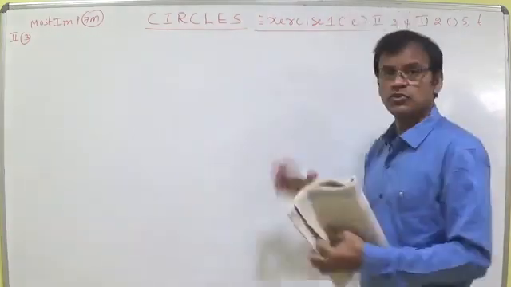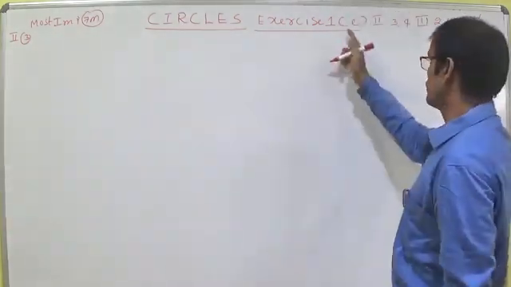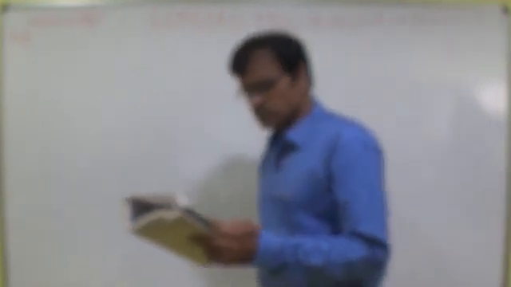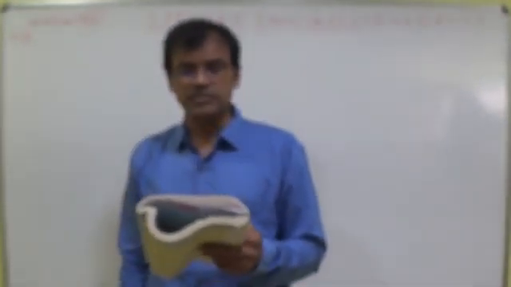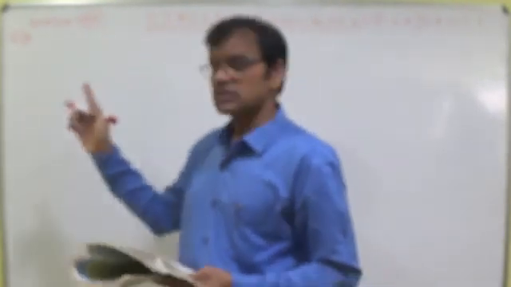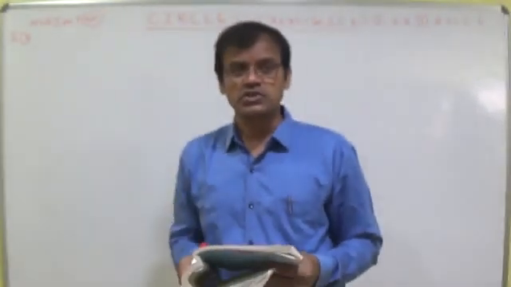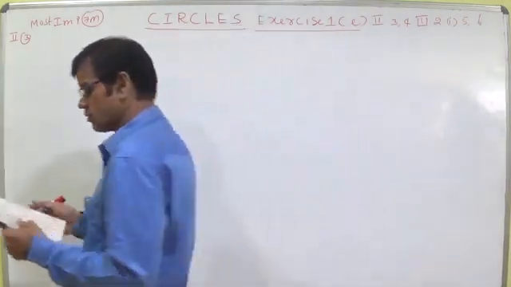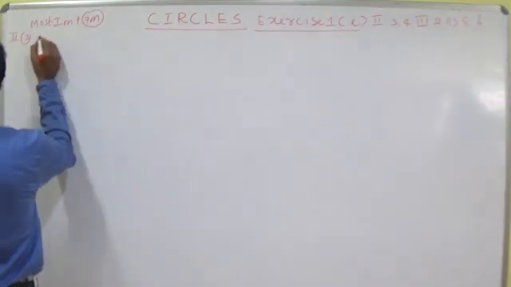Here I had written the schedule. Circles exercise 1E, Roman number 2: 3, 4; Roman number 3: 2, 1 and 5, 6. If we complete these sums, we can say that the circle chapter will be finished. So let us discuss the most important 7 mark question. This is the heart of the circle chapter. Very important question, 7 marks. Let us discuss the sum.